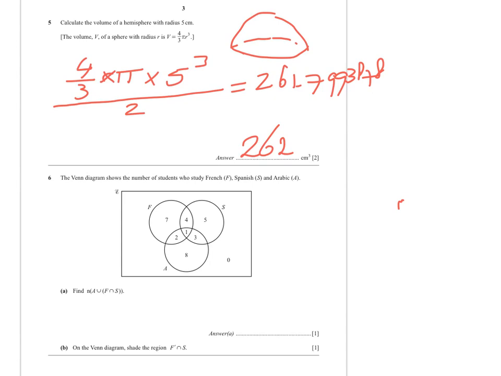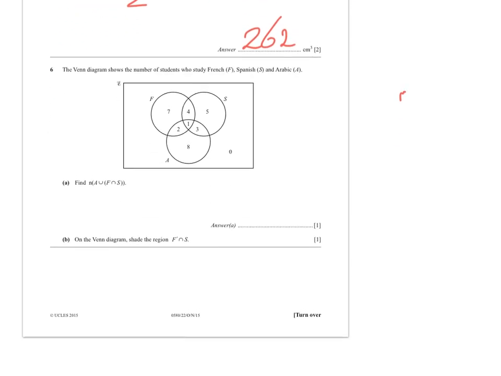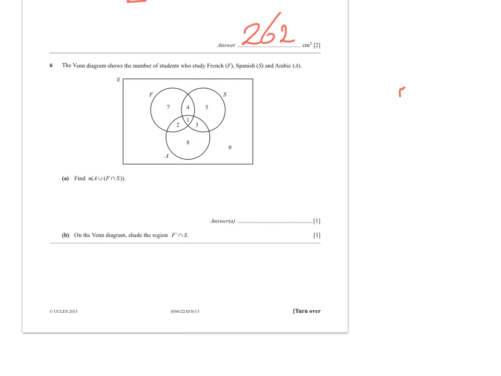Let's move on. The Venn diagram shows the number of students who study French, Spanish, and Arabic. Let's have a look before we start answering those questions. French, Spanish, and Arabic, that's the universal set. So 0 people outside of those 3 languages, so everybody is inside.